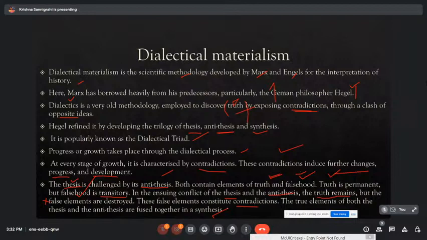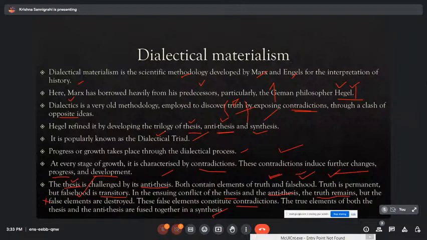So Marxism borrows its ideas from its predecessor, the thinker who came earlier, and that is the German philosopher Hegel. And the idea of dialectics is a very old methodology which has been employed to discover truth, wherein truth is born out of contradictions, that is, a clash of opposite ideas. Hegel gives us certain typical terms to it: the term thesis, the term antithesis, and the term synthesis. And these three terms together are termed the dialectical triad, right?